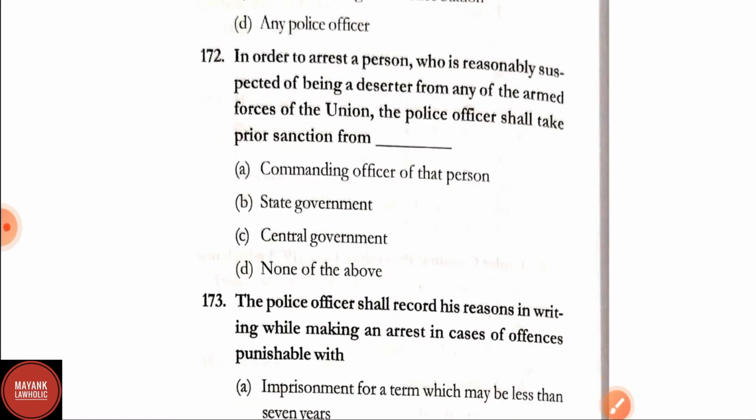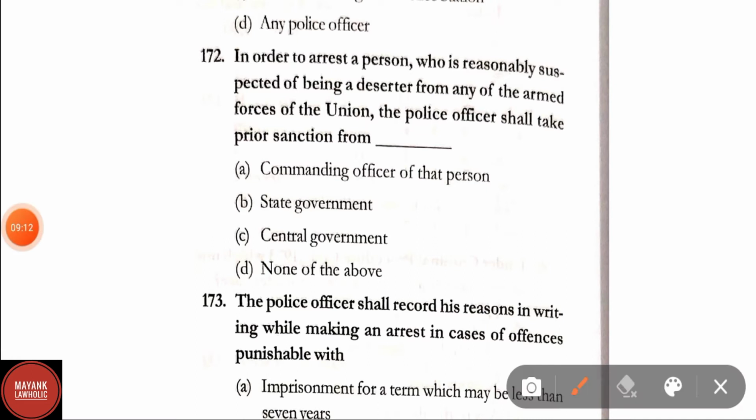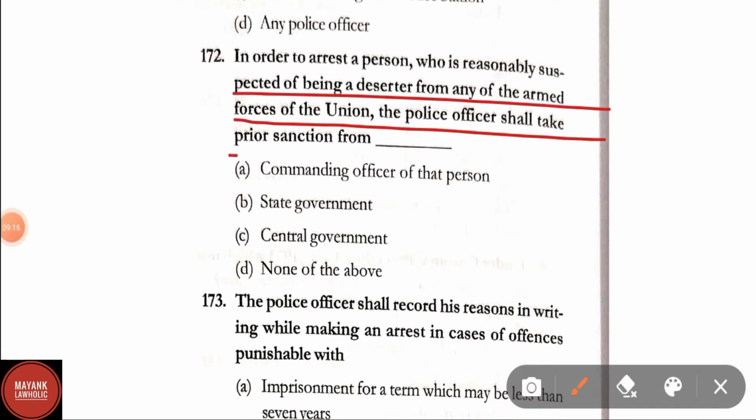Question number 172. In order to arrest a person who is reasonably suspected of being a deserter from any of the armed forces of the Union, the police officer shall take prior sanction from dash. Option A, commanding officer of that person; B, state government; C, central government; D, none of the above. Here the correct answer is option D, that is none of the above.